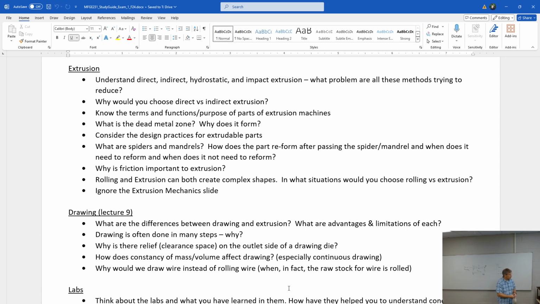Sometimes the friction causes surface problems. So anyway, understand the different ways that we try to get around it. What is direct versus indirect? Hydrostatic, it's weird, we don't use it a lot. Impact extrusion, super cool. So you were asking about what's happening in impact extrusion.